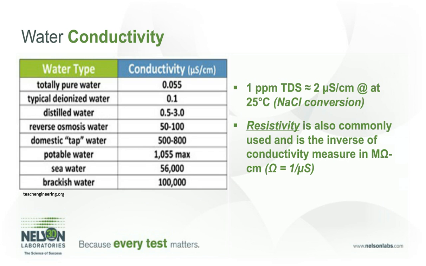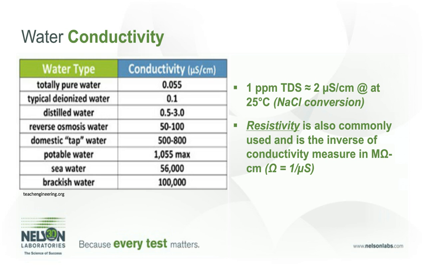Conductivity has the units of microsiemens per centimeter, and we can see that the theoretical conductivity of pure water is 0.055 microsiemens per centimeter. An approximate determination of the ionic concentration can be made by the conversion of 1 part per million TDS approximately equaling 2 microsiemens per centimeter at 25 degrees C. This conversion is based on the sodium chloride salt conversion.